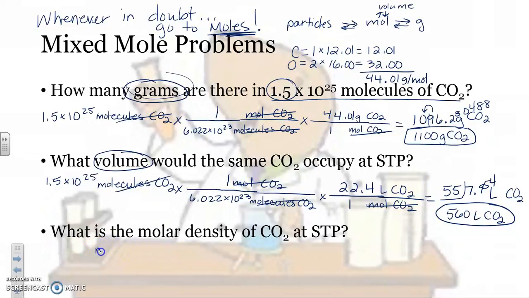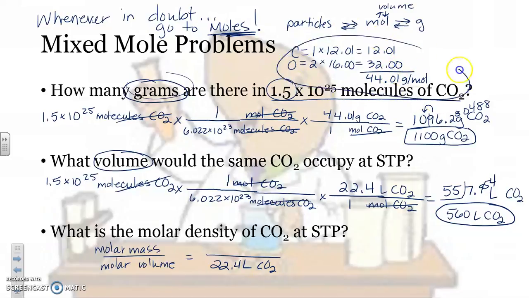Now remember, molar density, we do molar mass divided by molar volume. And I told you the molar volume will always be 22.4 liters. So what is the molar mass of carbon dioxide? Well, we figured it out right here. So we take that number and we plug it in, 44.01 grams. And so now we just have to do 44.01 divided by 22.4. And that gives us 1.964732 and so on.